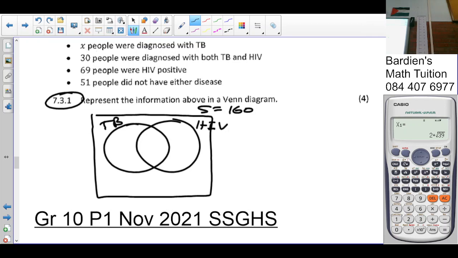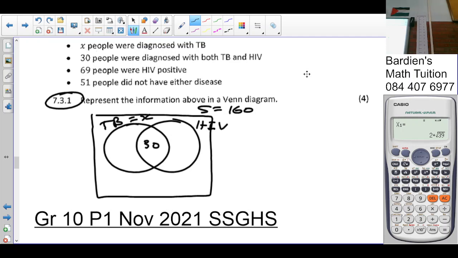Okay. X were diagnosed with TB. So that is for both parts. X is considered for both there. Even if it said X people were diagnosed with TB only, then the X would have lied here. Did you see that? But since it didn't specify that, it's in both. 30 people were diagnosed with TB and HIV. So it's going to be 30 there.